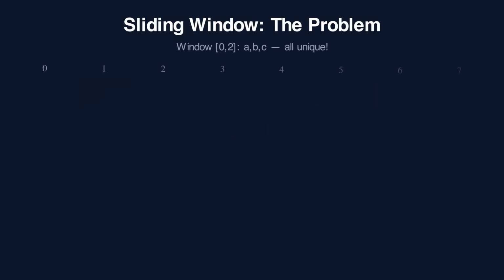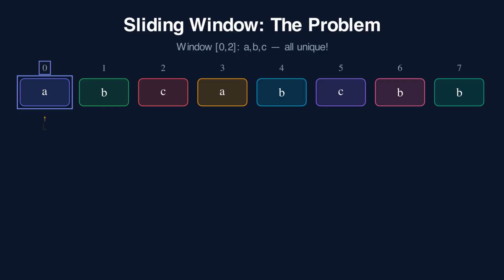We use 2 pointers, left and right, to define a window within the array. We also need a way to track characters inside our window efficiently, like a hash set or map. The window starts at A, B, C with a size of 3.